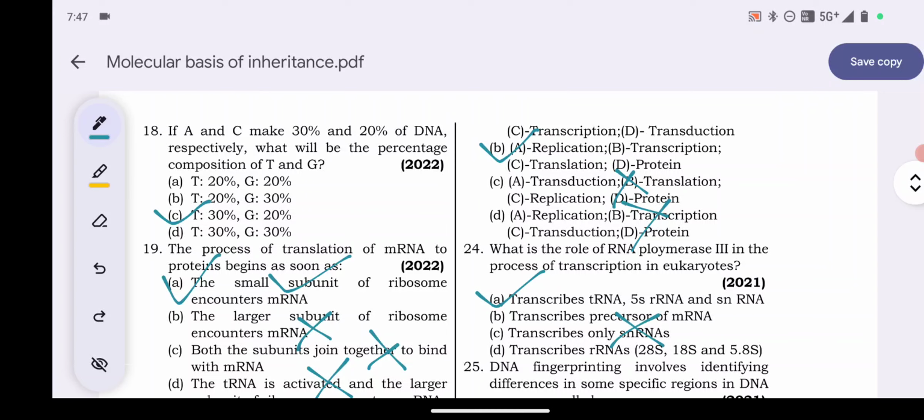Explanation. In eukaryotic cells, RNA polymerase 3, also called Pol3, transcribes DNA to synthesize the ribosomal 5S rRNA, tRNA and other small RNAs. The genes transcribed by RNA Pol3 fall in the category of housekeeping genes whose expression is required in all cell types and most environmental conditions. So this is your explanation.